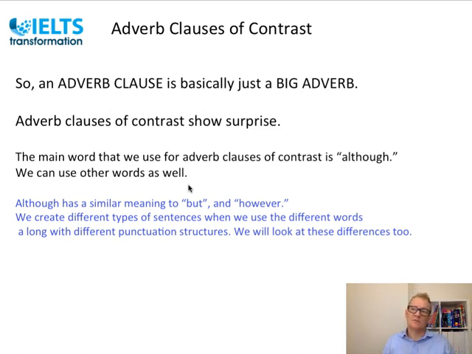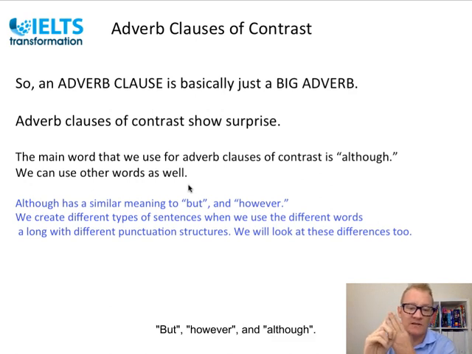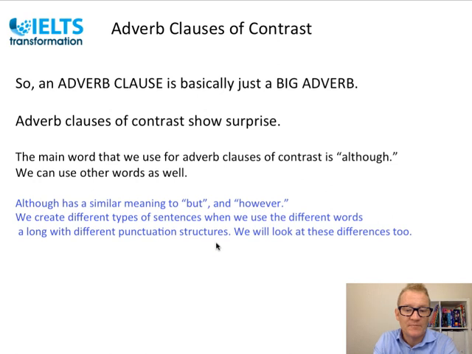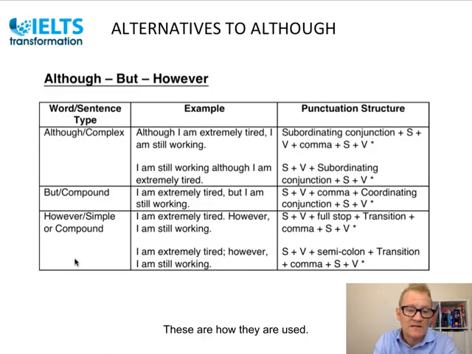So we can use, and if you look back at the sentence types part 1, I explain this in more detail. So but, however and although, they all have similar meanings, but we create different types of sentences when we use these. So these are how they are used. So if we use although, we're creating a complex sentence. If we use but, we're creating a compound sentence. If we use however, it could be simple or compound.